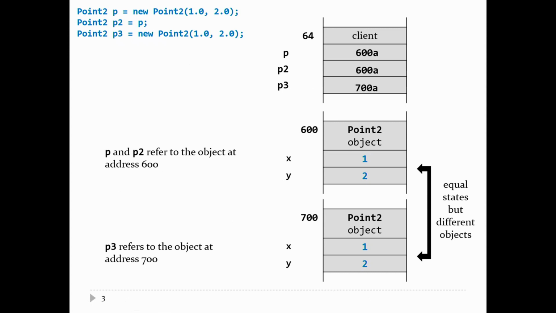So a picture of what's going on is the following. There's p, there's p2. Notice that p and p2 both refer to the object at address 600. p and p3 refer to different objects. There's p, there's p3. So these two points are different objects, but they have equal states, the same coordinates.